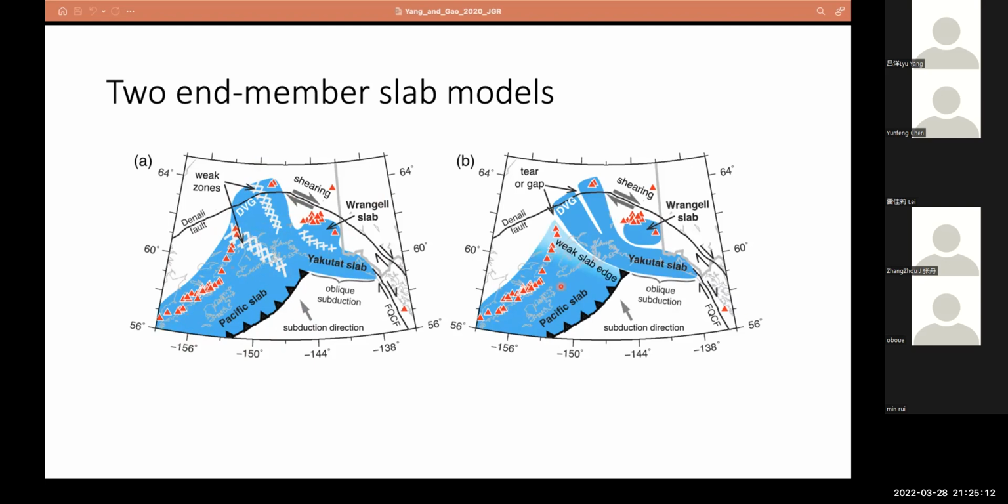On the other end of the spectrum, we have this independent slab model, right? The Pacific slab and the Yakutat slab are two separate, independent slabs, separated by the tear or gaps. And this small Wrangell slab is also an independent one that is detached from the Yakutat slab. So that's basically the two end-member slab models. And the authors mentioned in the paper that, in order to understand their formation mechanism, other work, including geodynamic modeling, is further required. So they didn't give a specific interpretation of why they have this kind of slab gap or slab tear.